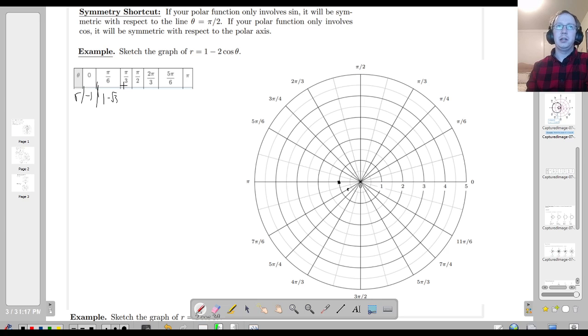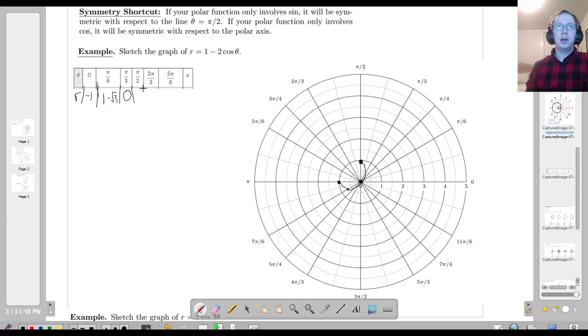Pi over 3. The cosine of pi over 3 is 1/2. So this is 1 minus 2 times a half, or in other words, 0. So here I am at pi over 3, and I hit 0. Next, pi over 2. 1 minus the cosine of pi over 2. Well, cosine of pi over 2 is 0, so this is just going to be 1. 1 minus 0 is 1. So far, it's looking like this if I connect my dots. Okay, let's keep going.